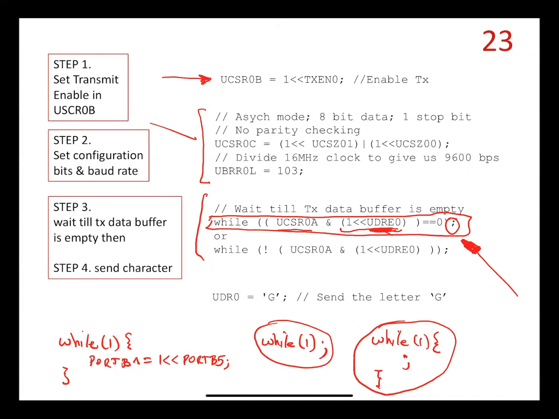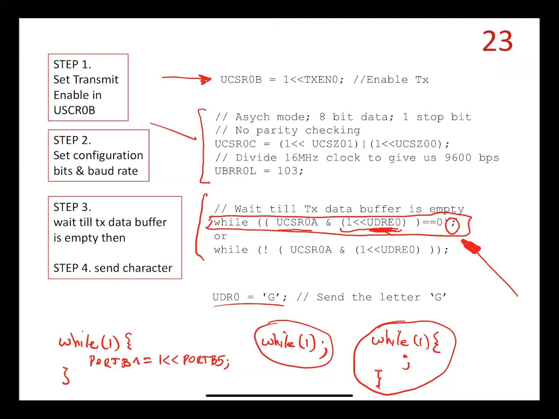And when it goes high, we'll get out of this loop and we can move on to the next step. All this is doing is holding up the processor until it tells us that the transmit data buffer is empty. There's no character that's currently in there being shifted out. Once it's empty, we can then go ahead and send a character, and the way we do that is we just load whatever character we want into our UART data register.